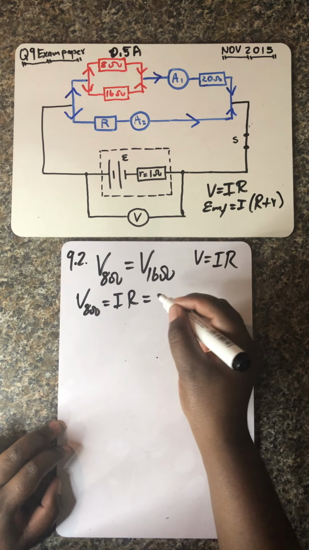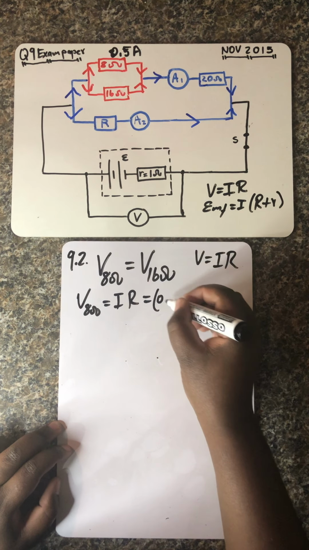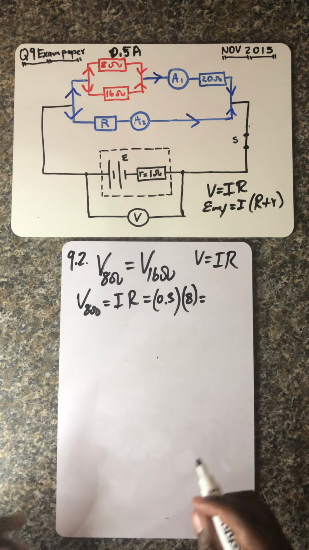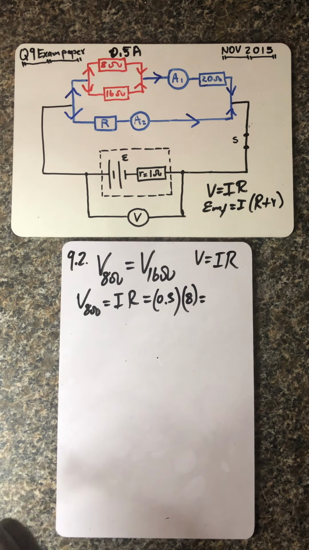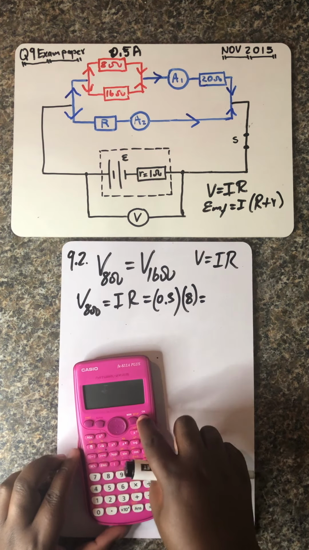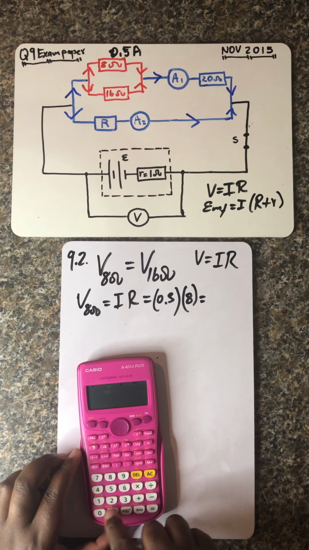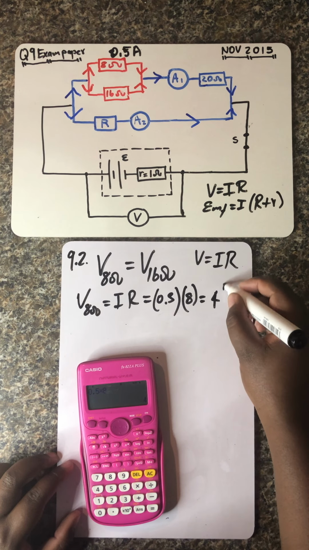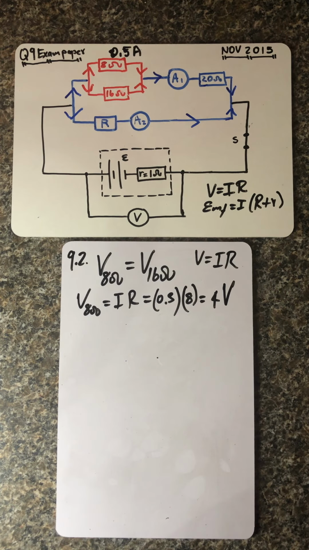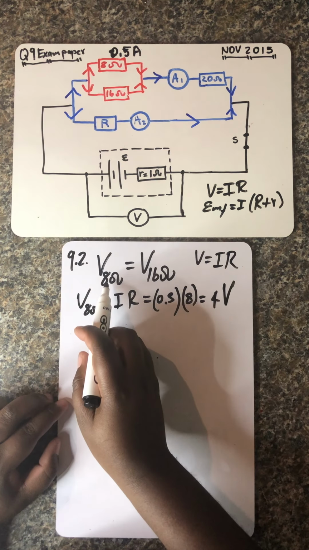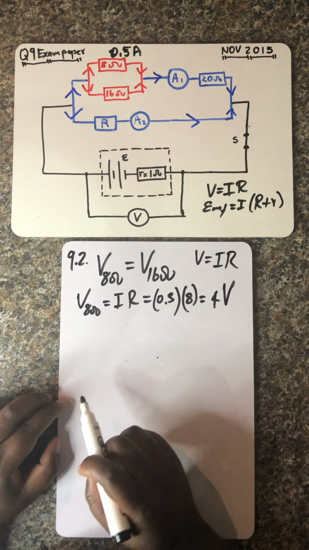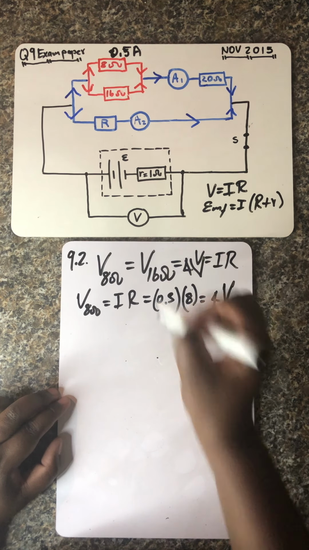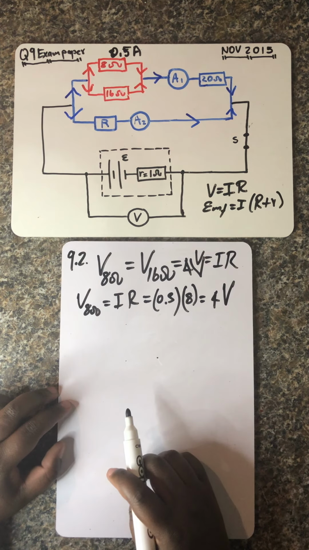Okay, then we know the I of 8 we're just given is 0.5, and what is the R? It's 8. Okay, this is where you can just pull out your calculator and punch in 0.5 times 8. It's actually half of 8, which is 4 volts. Okay, so that means V of 8 is equal to 4 volts, which is the same as V of 16, which is 4 volts.